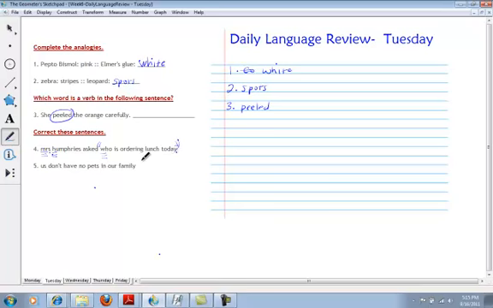Now there's one other thing that we need to fix on this sentence. Whenever somebody is speaking, we need to put a comma between what they're saying and the rest of the sentence. So it would say, Mrs. Humphreys asked, comma, who is ordering lunch today? So let's write that sentence out correctly.